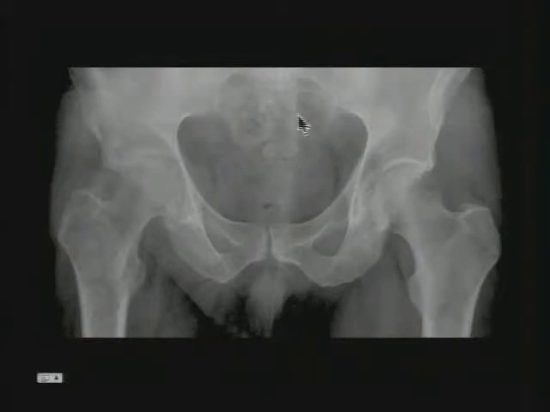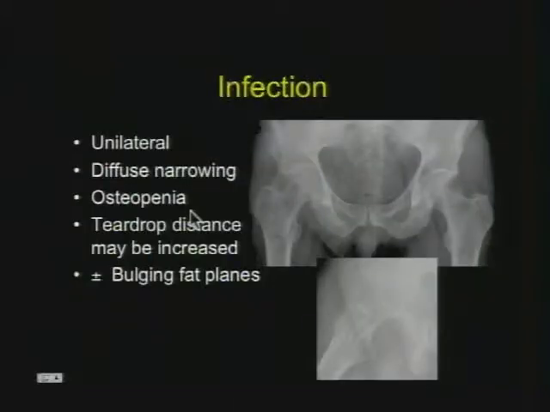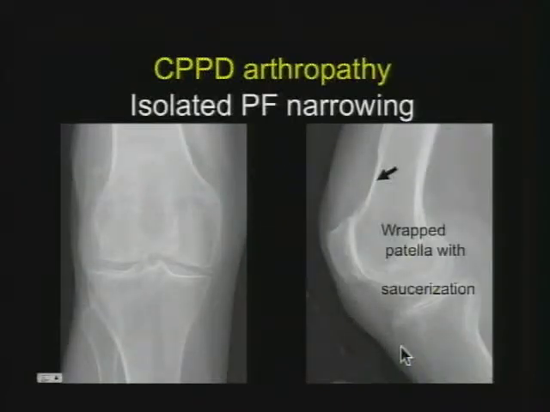And also look at the teardrop distance. As long as it's not a rotated film, the distance between the medial acetabulum or teardrop and the femoral head should be about the same on both sides. And if it's more than 1 millimeter apart, then you've got some problems there. So infection, we're going to hear from Dr. Link in a second. I won't spend a lot of time on that, but I think we've gone over the main features of this septic arthritis.